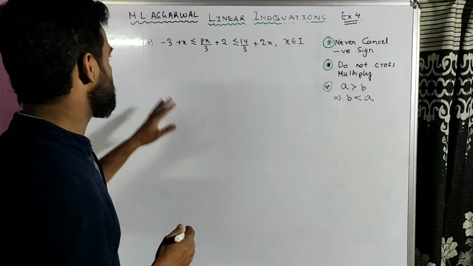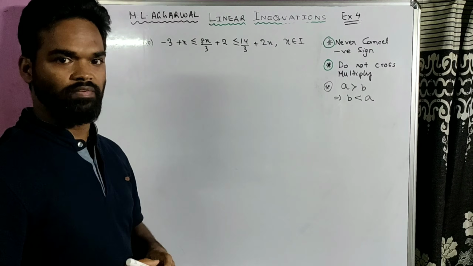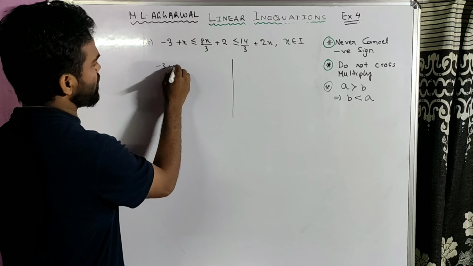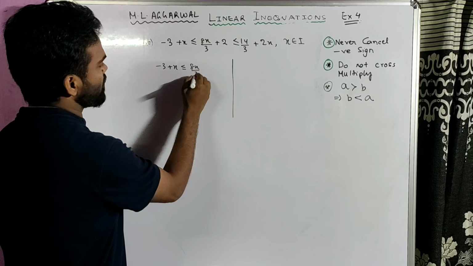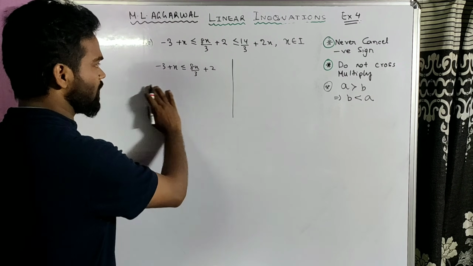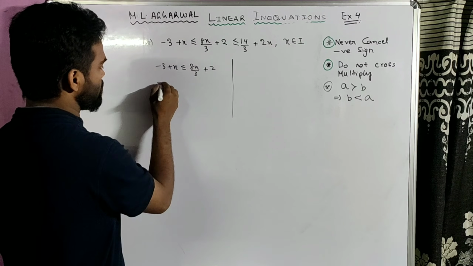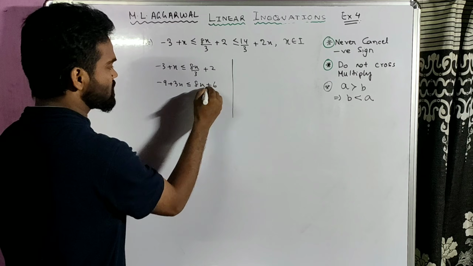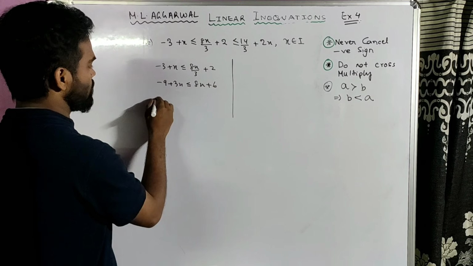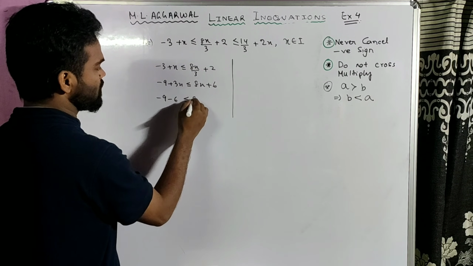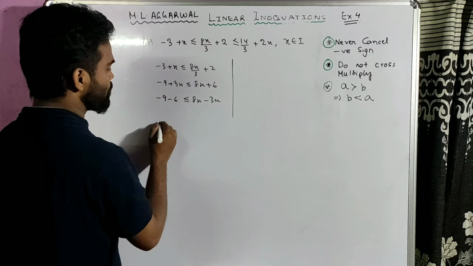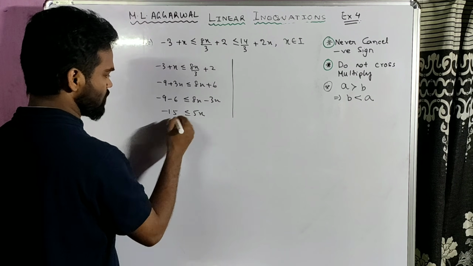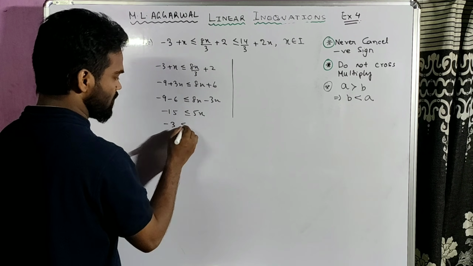Now look at sum number 14. Again, they've given two inequations. This is minus 3 plus x less than or equal to 8x by 3 plus 2. We'll multiply the entire thing by 3. So we get minus 9 plus 3x less than or equal to 8x plus 6. So minus 9 minus 6 less than or equal to 8x minus 3x, which is minus 15 less than or equal to 5x, which means if you divide by 5, minus 3 less than or equal to x.